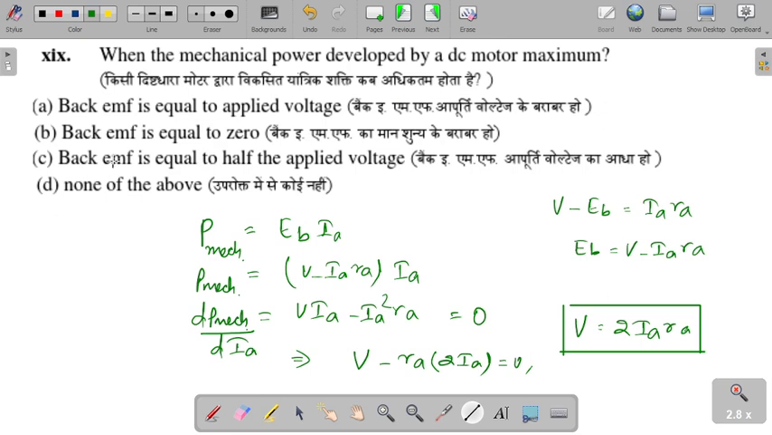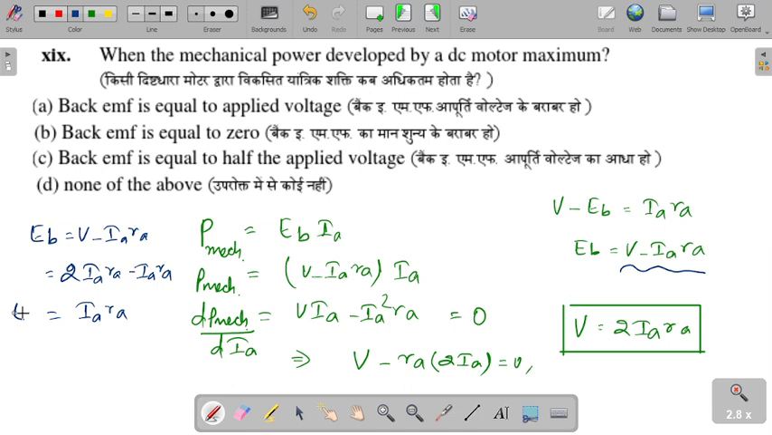The question asks for the relation between the back EMF and the applied voltage. So back EMF is nothing but V minus IA RA. What is V? That is twice IA RA minus IA RA. So it should be IA RA. And what is IA RA in terms of supply voltage? V by 2.